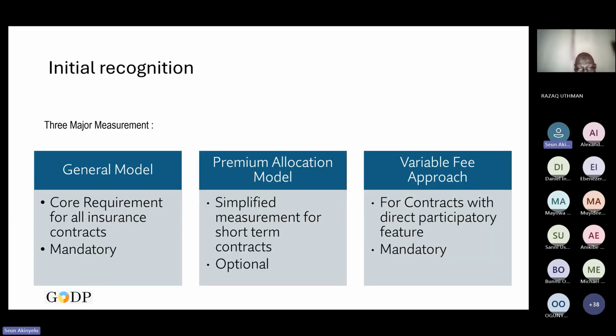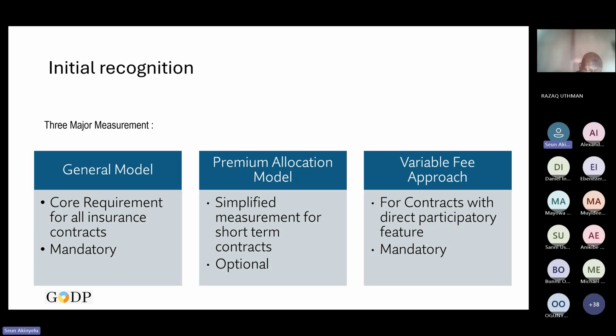If that is the beginning period, then how do we account for insurance contracts? There are typically three methods: the general method or the core requirement, as it is called; the premium allocation method, which is optional, the simplified measurement for majorly short-term contracts; and the variable fee approach, which works more for contracts that have direct participatory features. So these are the major things we are supposed to do.